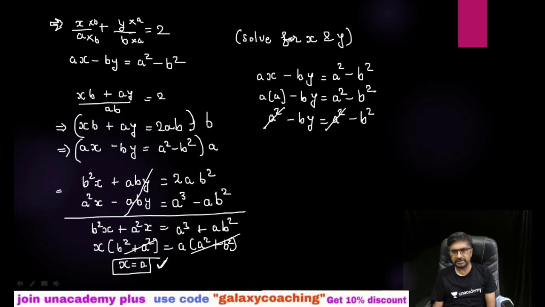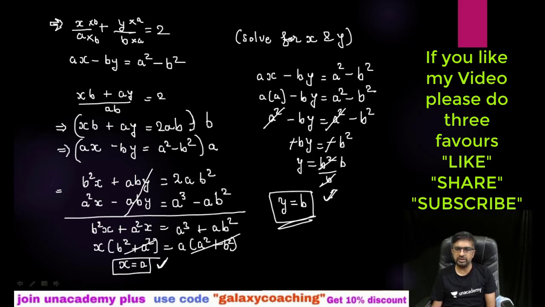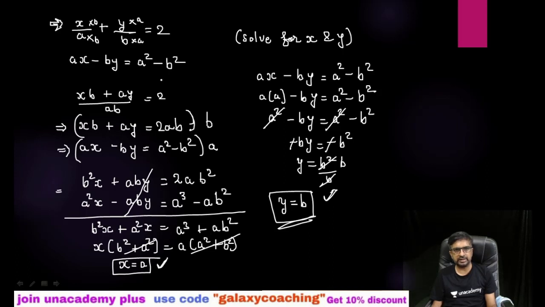So a square will get cancelled. Minus by equals minus b square. Again minus will get cancelled. Y will be equal to b square by b. So b will also get cancelled, and you will get y equals b. So this way easily you can find out the value of x and y in terms of a and b. You got the answer. Got it, guys?